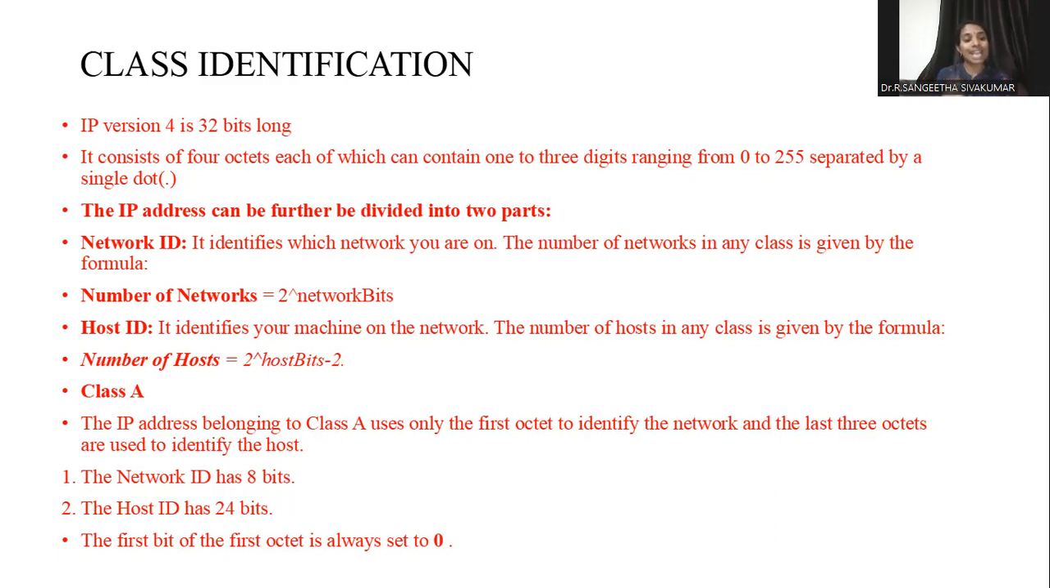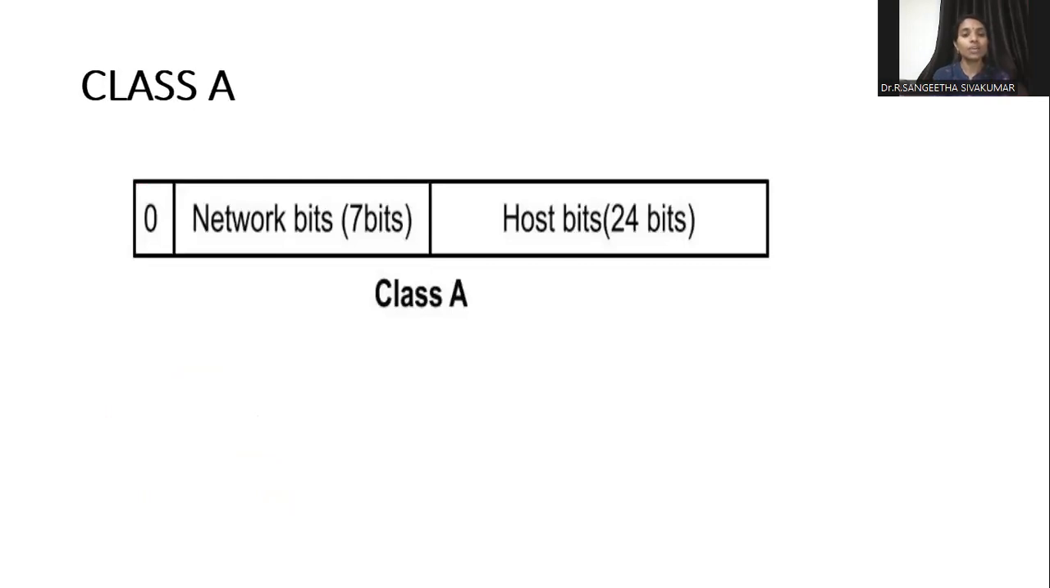The class A network ID will have 8 bits, that is the network part of that particular address. And the host ID will have 24 bits. So here we can see the view of how class A looks. It usually starts with 0, the network bits are 7 bits, and the host bits are 24 bits. So this is nothing but class A.